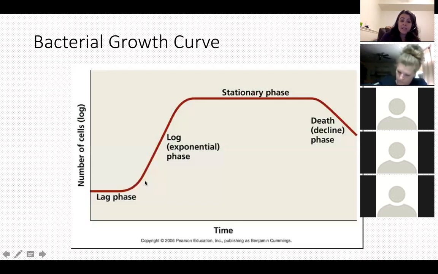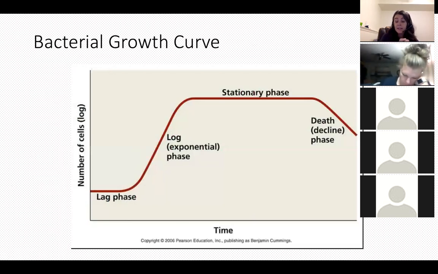Once they leave that lag phase, they're going to enter what is called the log or exponential phase. Here the x-axis is time and the y-axis is the log number of cells. We see they enter this log or exponential phase, which means that they're growing at a constant rate. They're constantly dividing. So maybe if it's E.